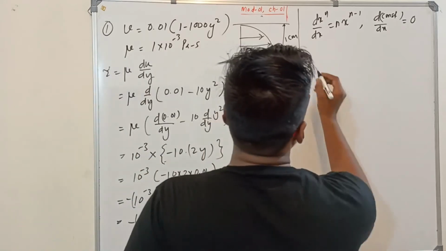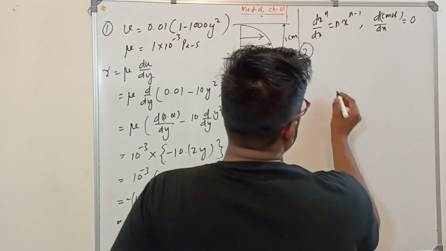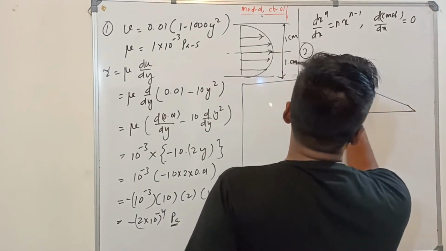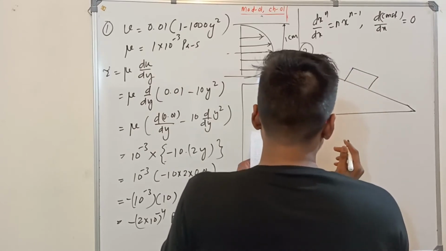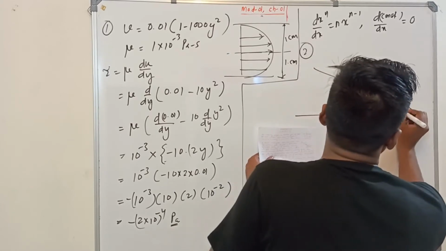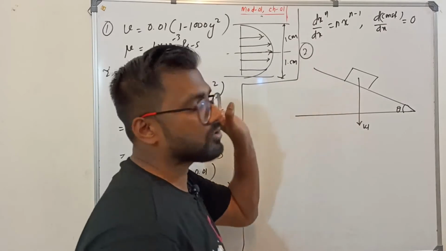Now we'll go to question number 2. See, in question number 2, there is an inclined plane, and you have a weight here. This weight is acting vertically downward, W. This angle is given, theta. Now you try to understand how I am solving this.